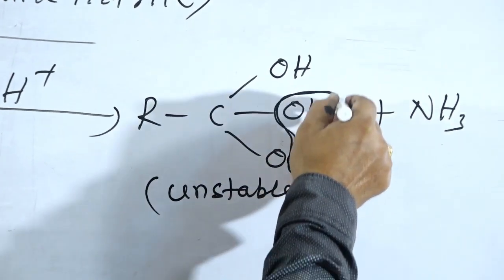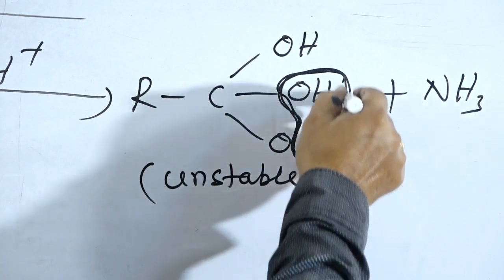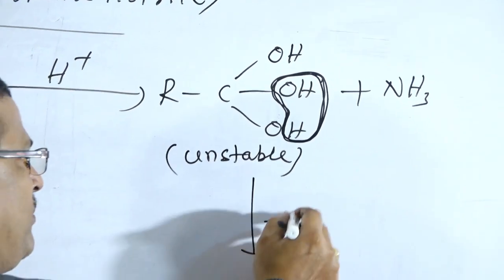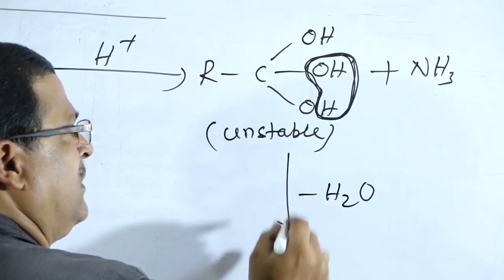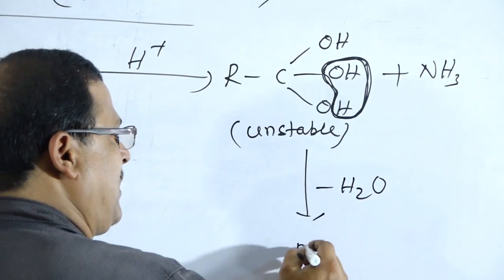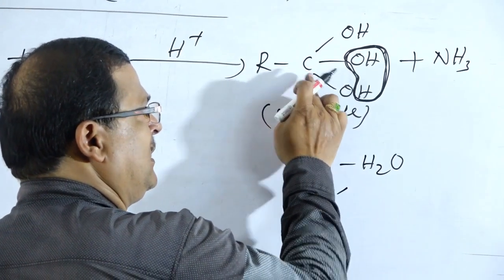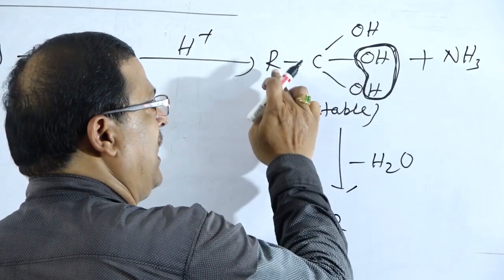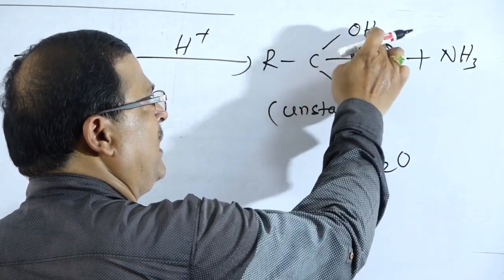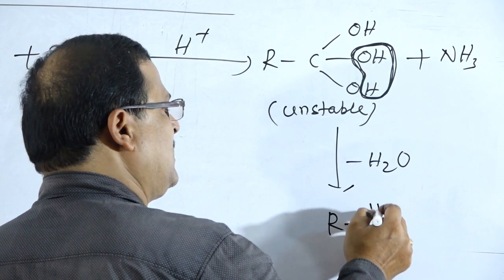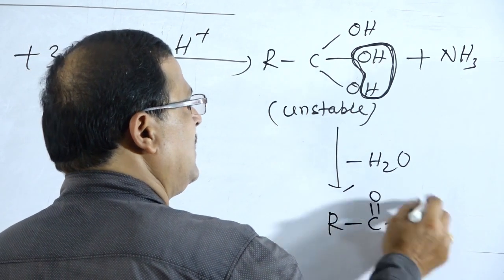In this case H and OH are removed in the form of water. So minus water, there is the formation of R-C double bond O-OH, that is RCOOH, and water is removed.